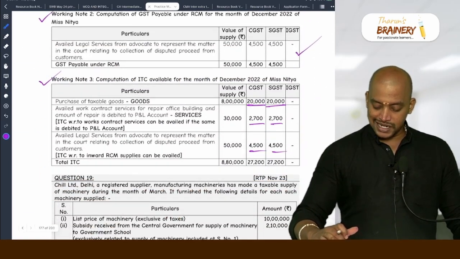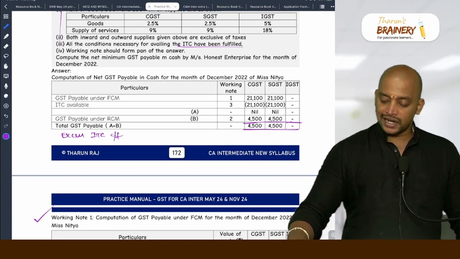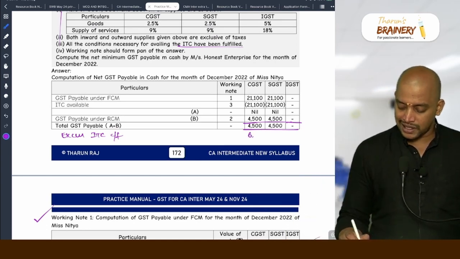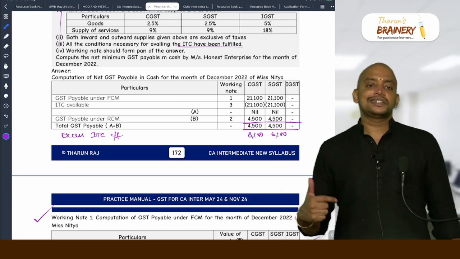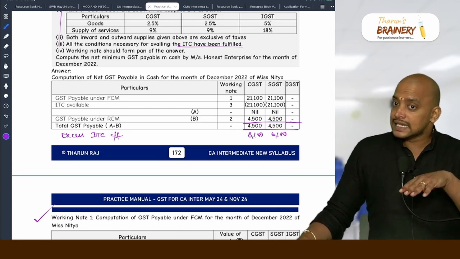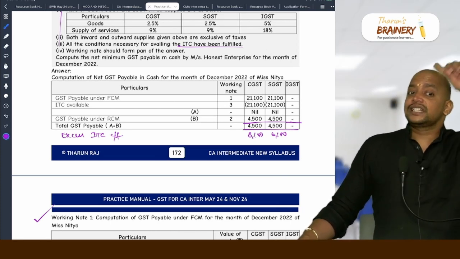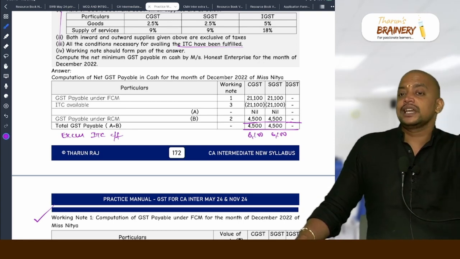Sorry, 27,200 minus 2,100, that will be 6,100 will be carried forward. Sir, can't we use it for RCM liability? No. GST paid under RCM can be taken as ITC and can be utilized only against FCM liability. GST paid under RCM should always be paid using the cash ledger.